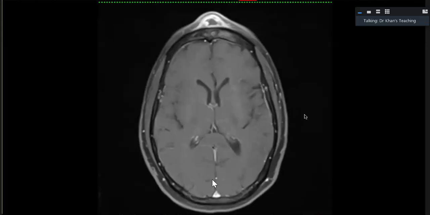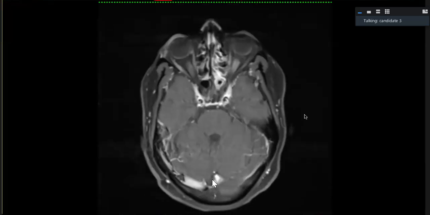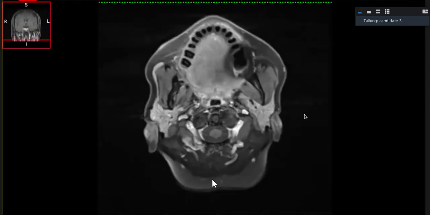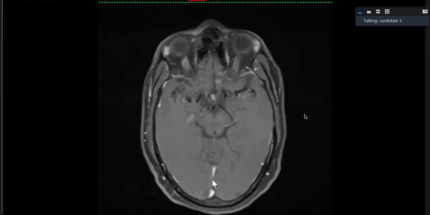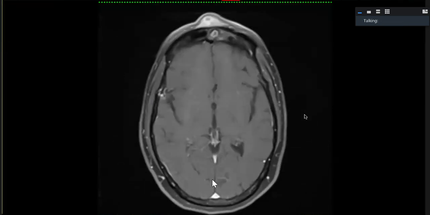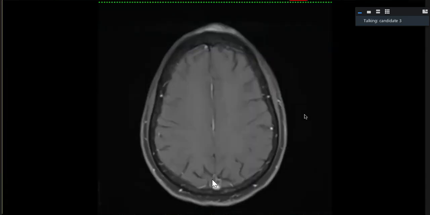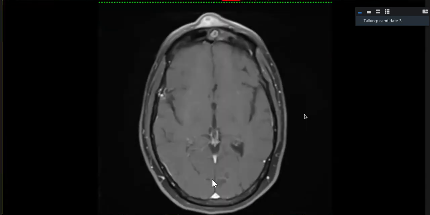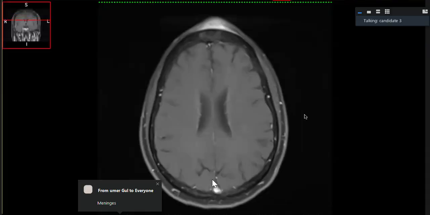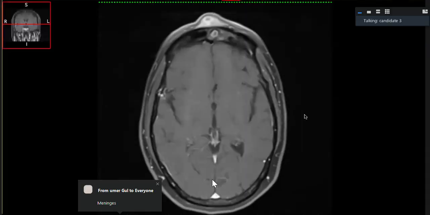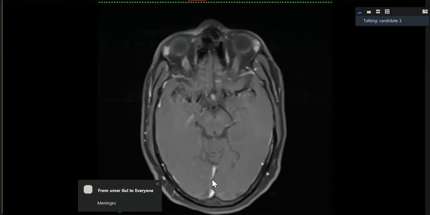Anything happening intracranially? Coming to intracranial structures, the underlying brain parenchyma does not show any abnormal enhancement. However, there is smooth dural enhancement in the adjacent part of the brain, which suggests some meningeal spread of infection. Okay, thank you. Thank you.